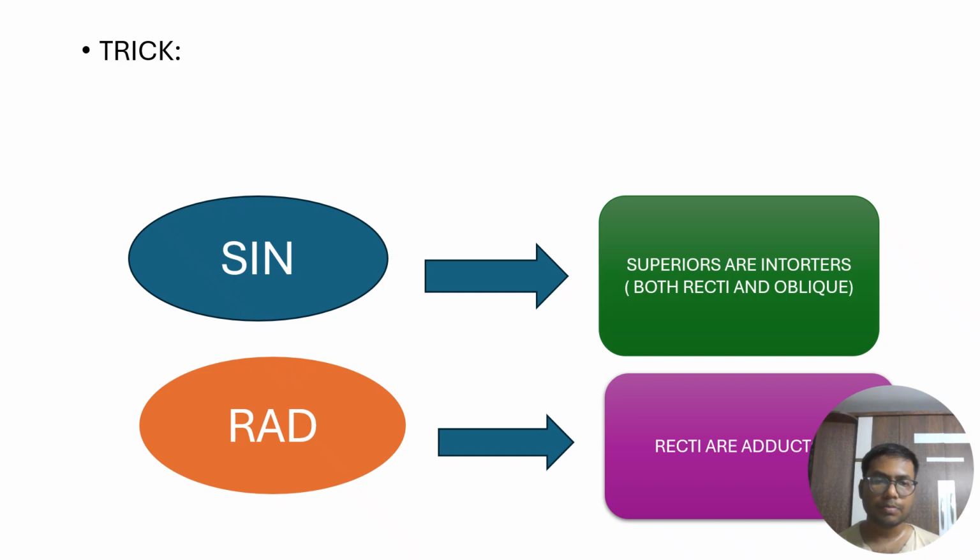SIN, that is, superiors are intorters. For superior oblique, intorsion is a primary action, but for superior rectus, intorsion is a secondary action. Naturally, the opposite is inferior oblique and inferior rectus. For inferior oblique, extorsion is a primary function, and for inferior rectus, extorsion is a secondary function. Naturally, RAD: all recti except medial and lateral rectus have an adduction action, that is, superior rectus and inferior rectus cause adduction. So these are the main things.